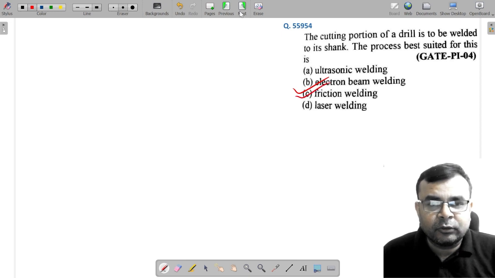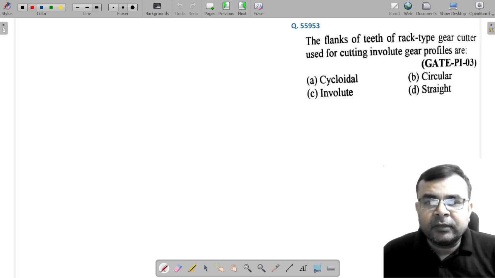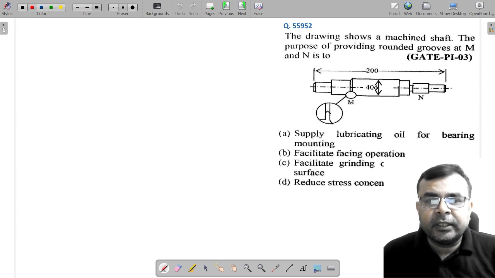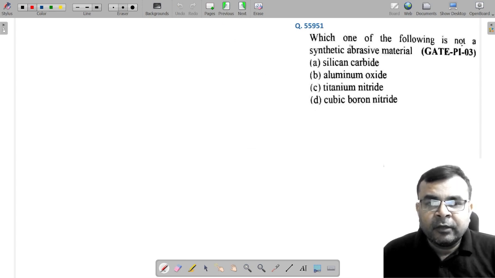Why am I reading this many questions? The flank of the teeth of a rack type gear cutter used for cutting involute gear profile are involute. The drawing process shown is machine surface, machine shaft. The purpose of providing rounded grooves at M and N is to supply lubricant oil for bearing mountings. Which one of the following is not a synthetic abrasive material? So titanium nitride is not a synthetic abrasive material.